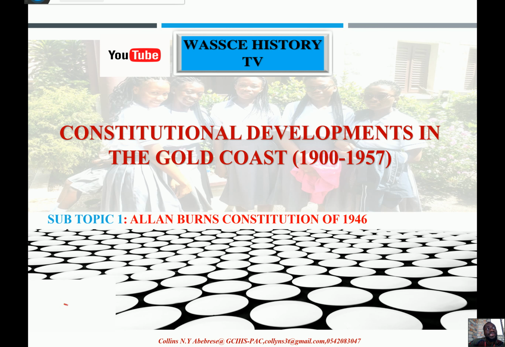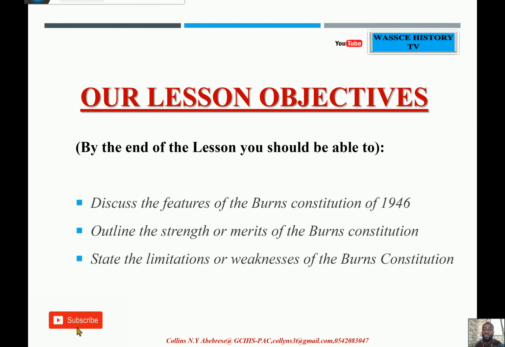And so the things that the educated elite at this time were agitating for might be included in this new constitution that Allan is going to promulgate. So let's begin the lesson. Our subtopic will be the Allan Constitution of 1946. So let's look at our lesson objectives, and then we can continue with our lessons.